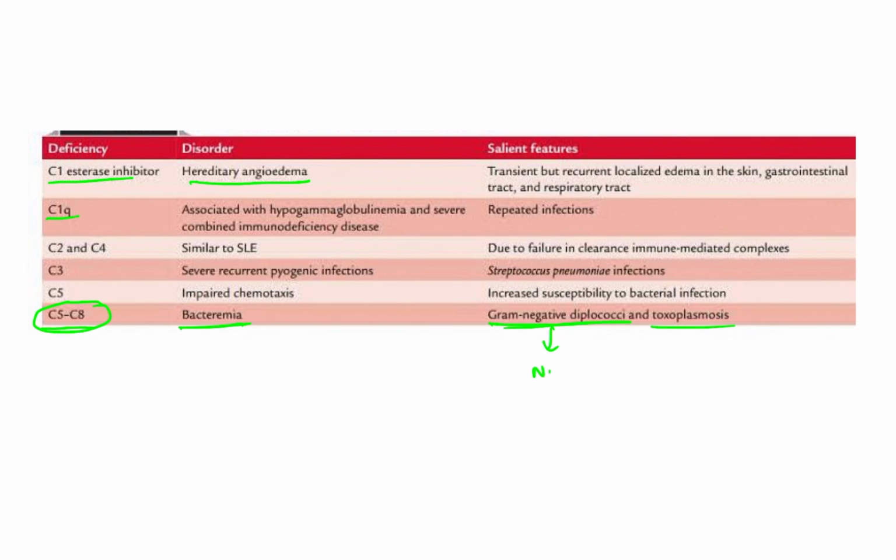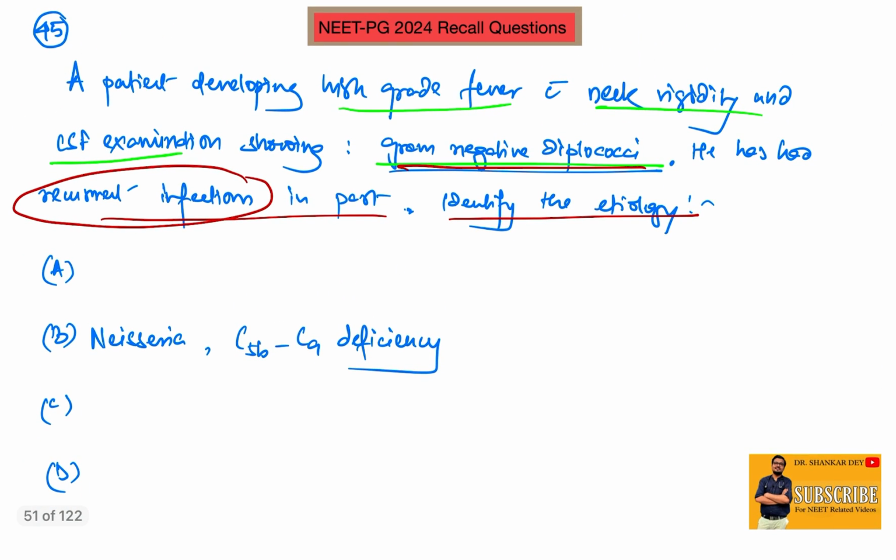C1 esterase inhibitor deficiency causes hereditary angioedema. C1q is associated with severe combined immunodeficiency. C2 and C4 with SLE. C3 with pyogenic infection, C5 with impaired chemotaxis. Our question was about gram-negative diplococci. It is associated with C5 to C8 membrane attack complex deficiency causing bacteremia and infection with gram-negative diplococci like Neisseria. So the answer is Neisseria with C5b to 9 deficiency.